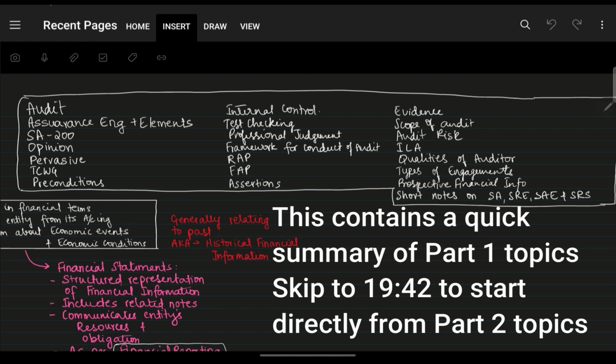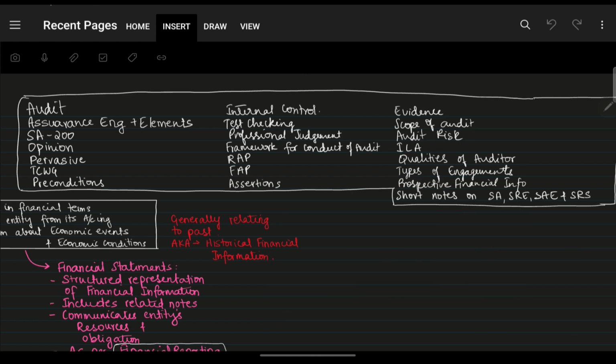Yesterday I had completed a few topics from the first chapter in this revision. I've made a list of all the topics that are there in the chapter. We had already discussed what an audit is, what an assurance engagement and its elements are, SA 200, opinion, what does pervasive mean, who are those charged with governance, preconditions or preliminary conditions, and then the internal control, test checking, professional judgment, framework for an audit, risk assessment procedures, further audit procedures, and the assertions. So we had completed till there.